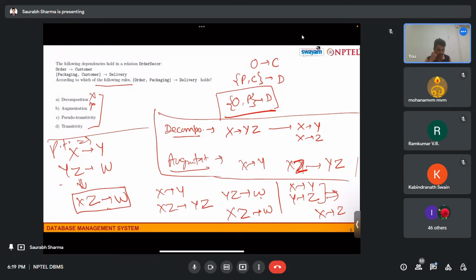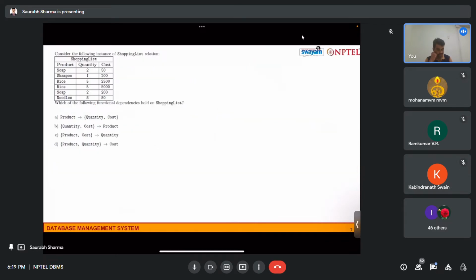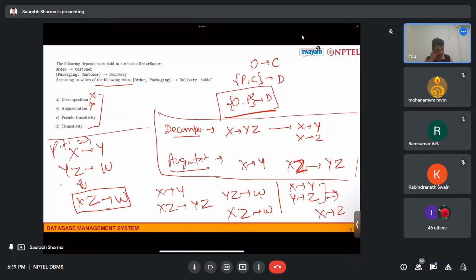No. Then pseudo transitivity, we can think of it like O is determining C, then PC is determining D. So, sorry, if we say O is actually X and C is actually Y, P is Z and D is W. So what is happening here? X is determining Y and PC, ZY is determining W, or you can say YZ is determining W.